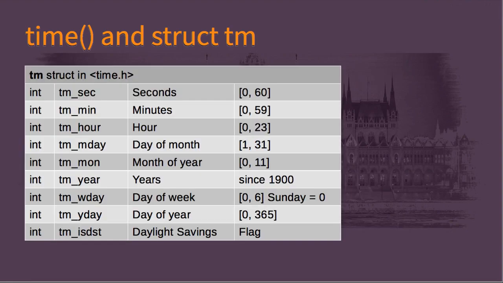Let's take a look at that structure tm. It's got a number of fields for seconds, minutes, hours, day of the month, month of year, a count of years since 1900, and then day of week, day of year, and a flag for whether daylight savings time applies. So file that away in your memory, take a look at those fields, see if there's anything interesting about how they're defined and how they're constrained, and let's carry on and talk about that structure in a little bit more detail.